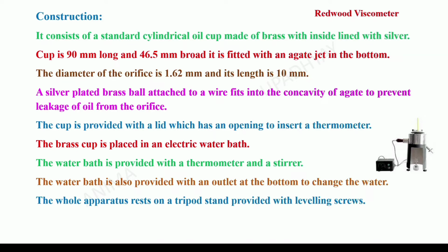The cup is provided with a lid with an opening to insert a thermometer, and the brass cup is placed in an electric water bath. The water bath is also provided with a thermometer and a stirrer. There is an outlet at the bottom of the water bath to change the water. So this is the actual instrument shown here. The whole apparatus stands on a tripod stand provided with leveling screws.